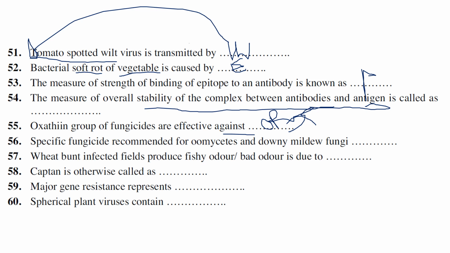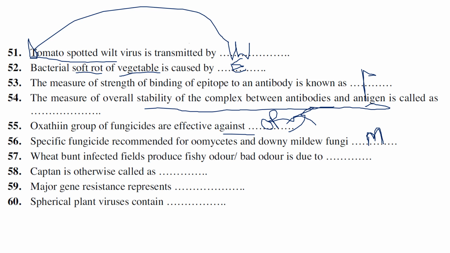Okay, so the next one is the specific fungicide recommended for downy mildew diseases. For downy mildew diseases, we generally recommend metalaxyl, right? All downy mildew diseases we recommend metalaxyl. The trade name is Ridomil Gold. If it is in combination with mancozeb and metalaxyl, then we can use the trade name Ridomil Gold. Generally, the trade name of metalaxyl is Ridomil.